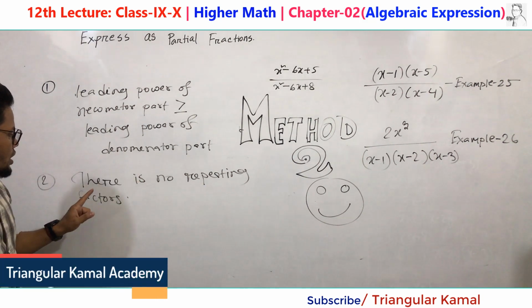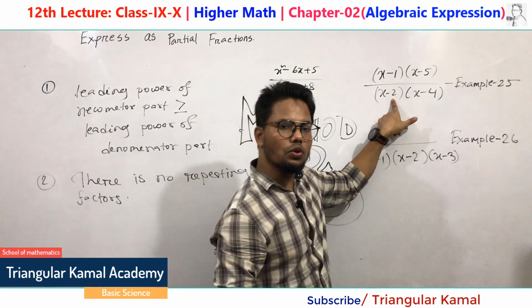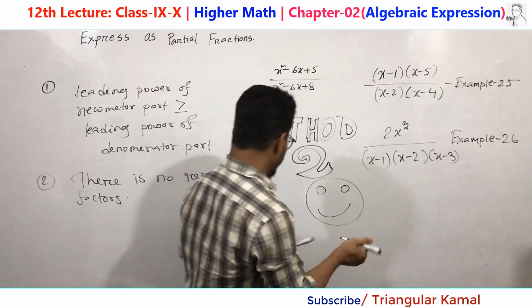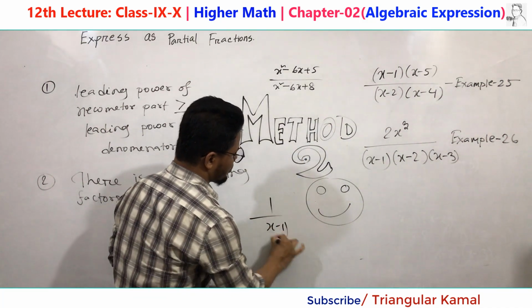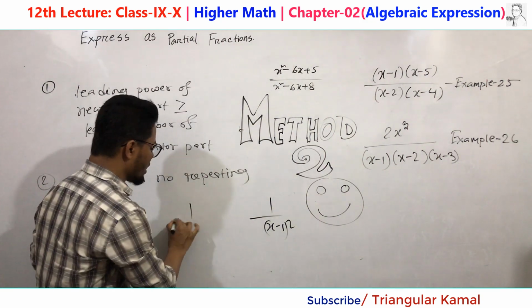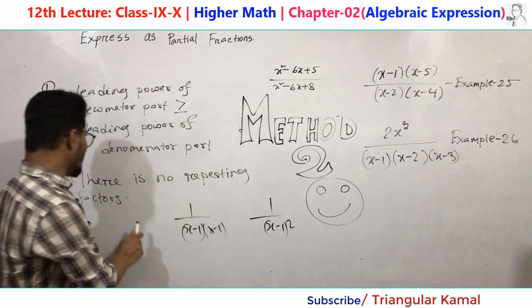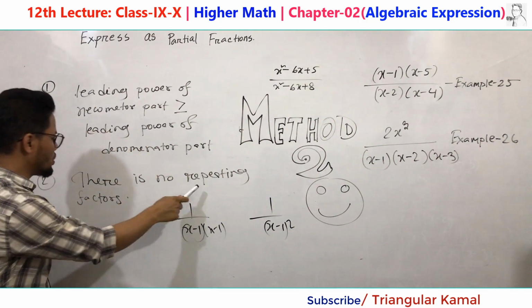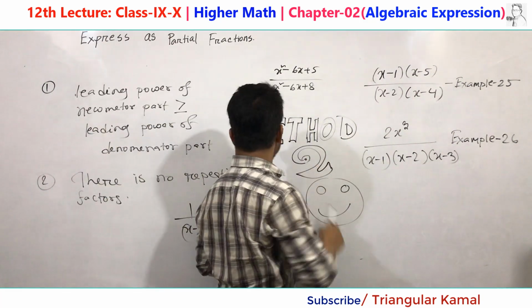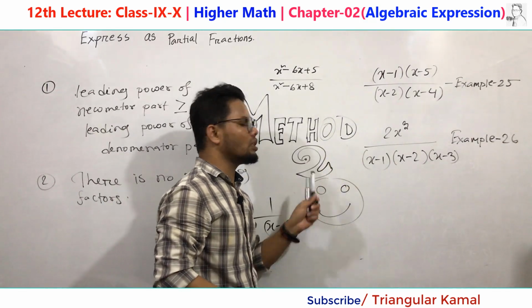The second condition: there are no repeating factors like x minus 2 whole square or x minus 4 whole square. There is no repeating. If we see here x minus 1 whole square, this is called repeating. Which one is repeating? Like x minus 1 and x minus 1. So the second condition is there are no repeating factors, and when we see these two conditions in a fraction, then we have to apply method number 2.